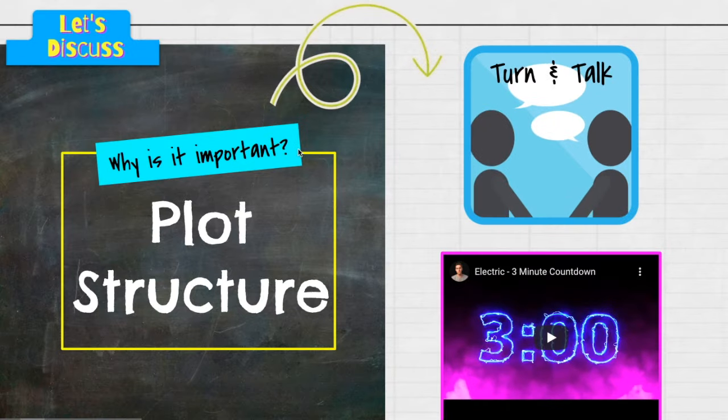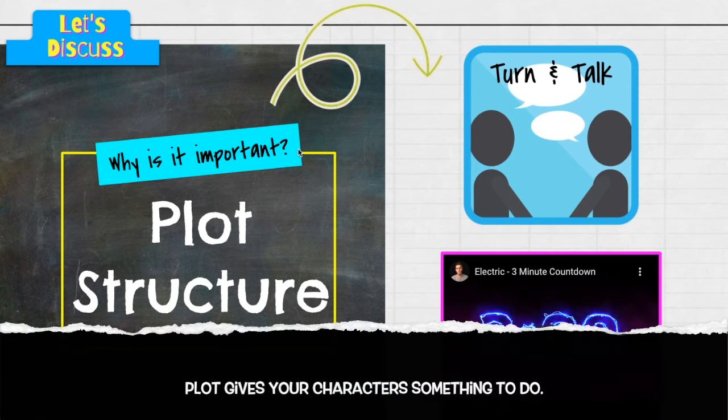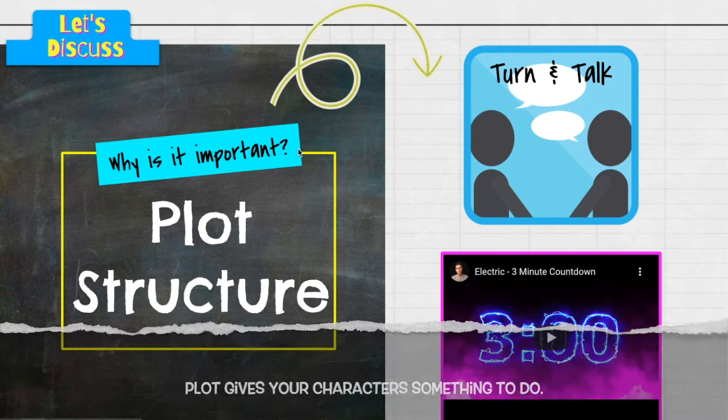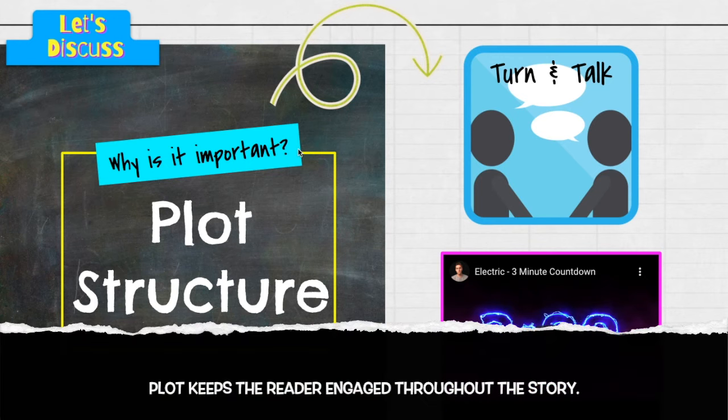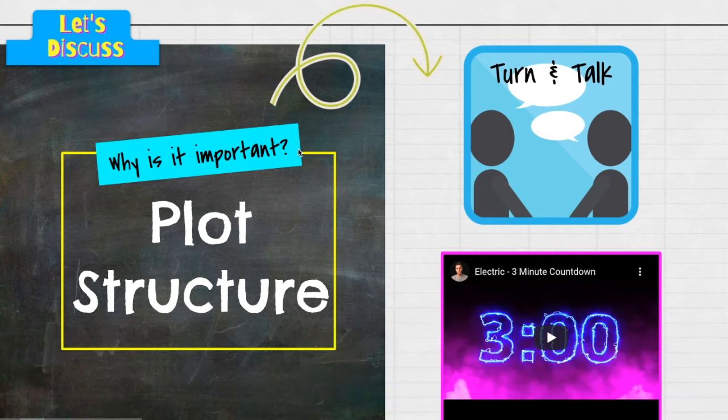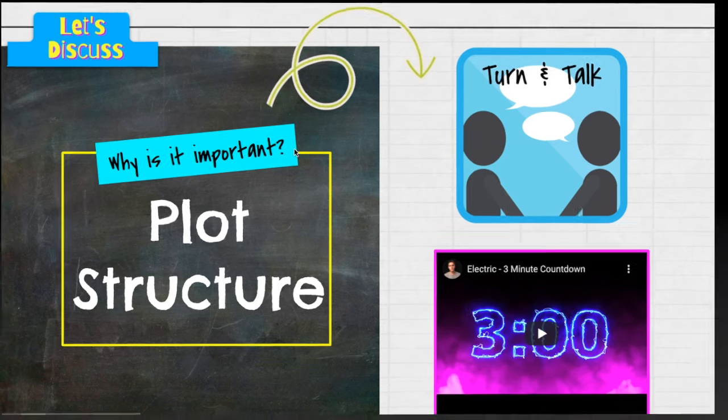So what did you come up with? For me, I think it's important because plot gives your characters something to do. In addition, the story would be super boring if we didn't have that rising action and climax. And if we didn't have the exposition, we wouldn't be invested in the characters. So every part plays a role in keeping the reader engaged in the story. So that's why we have plot.